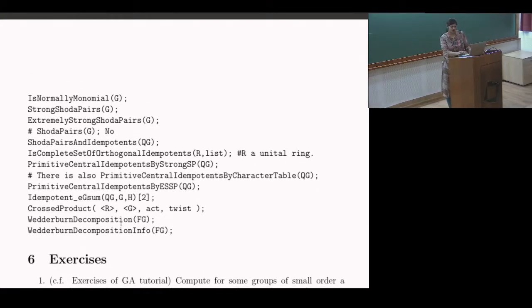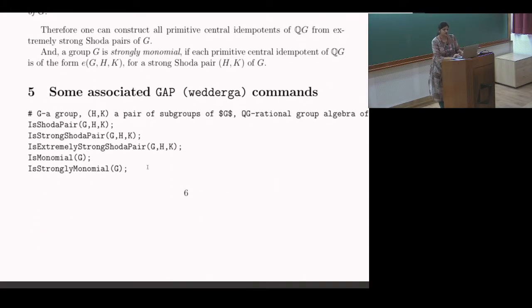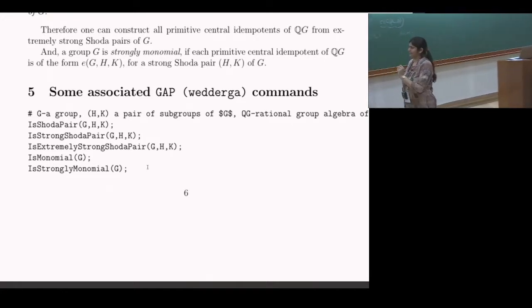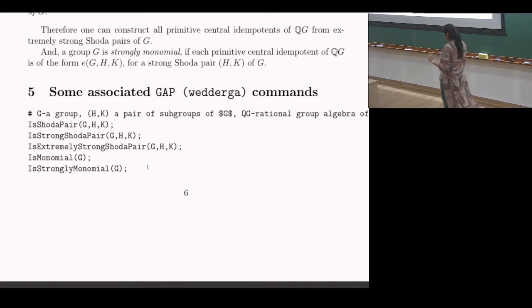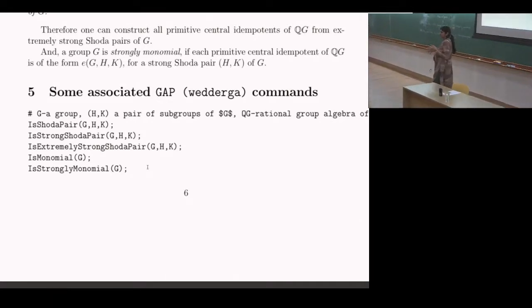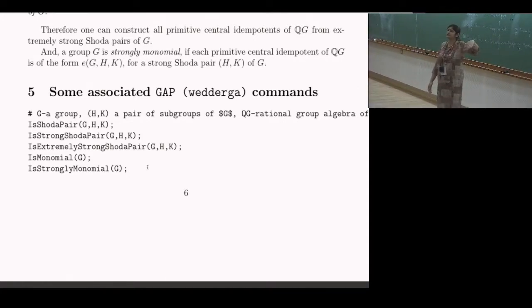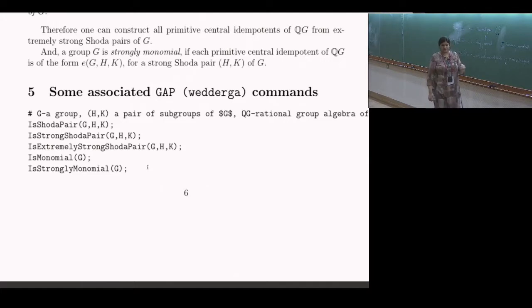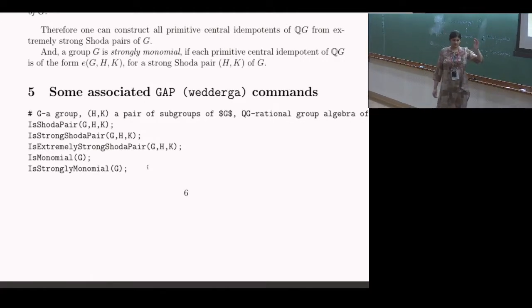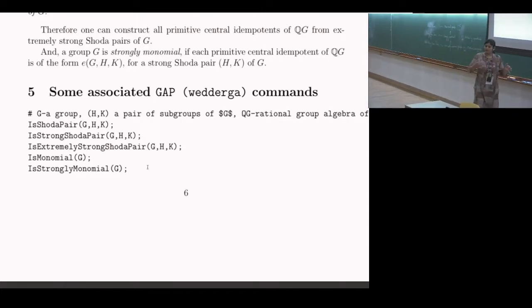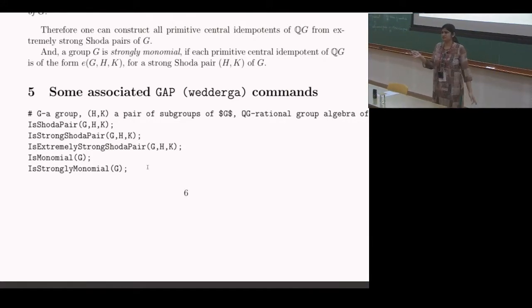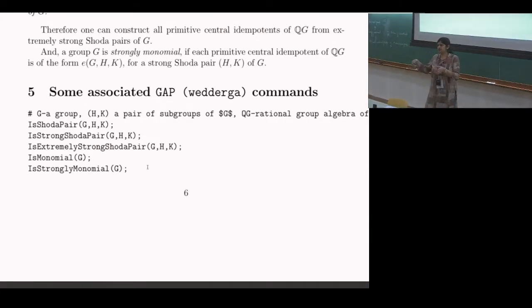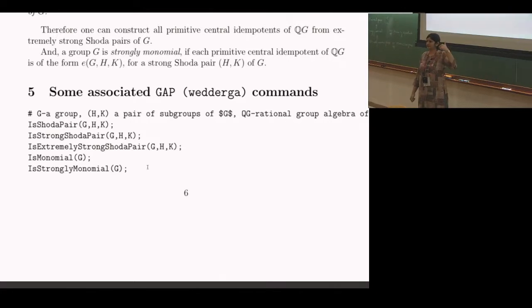Then I want to come to some functions which are there in Wedderga and which could be relevant for this. Before that, I will also point out the algorithm. As I told you, extremely strong Shoda pairs do not always suffice for the complete set of strong Shoda pairs. But if we are able to do that, we are at least reaching up to strongly monomial groups. So what we can do is find all extremely strong Shoda pairs first. Then you can find the idempotent corresponding to that. And working with remaining choices of groups using certain reductions, you can see which are the pairs which are not in the list but give you an idempotent which was not in the list that you have obtained.